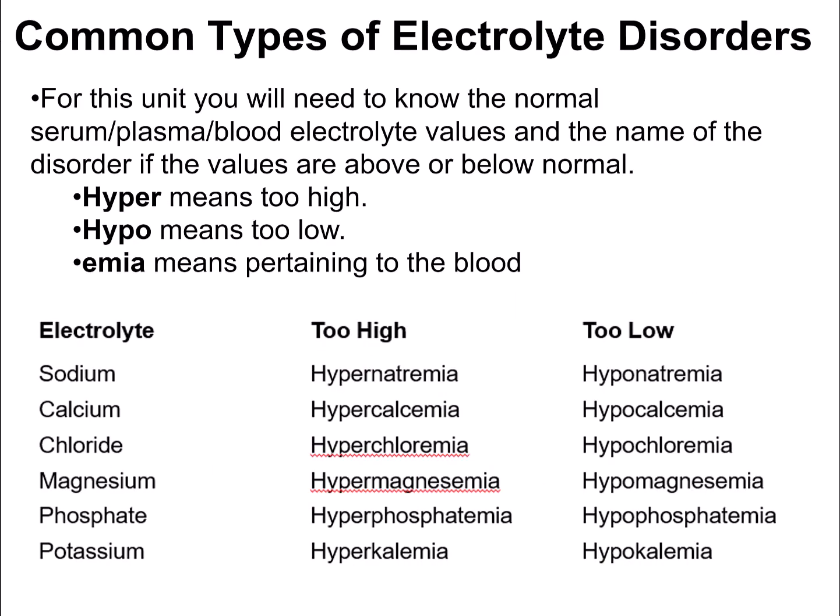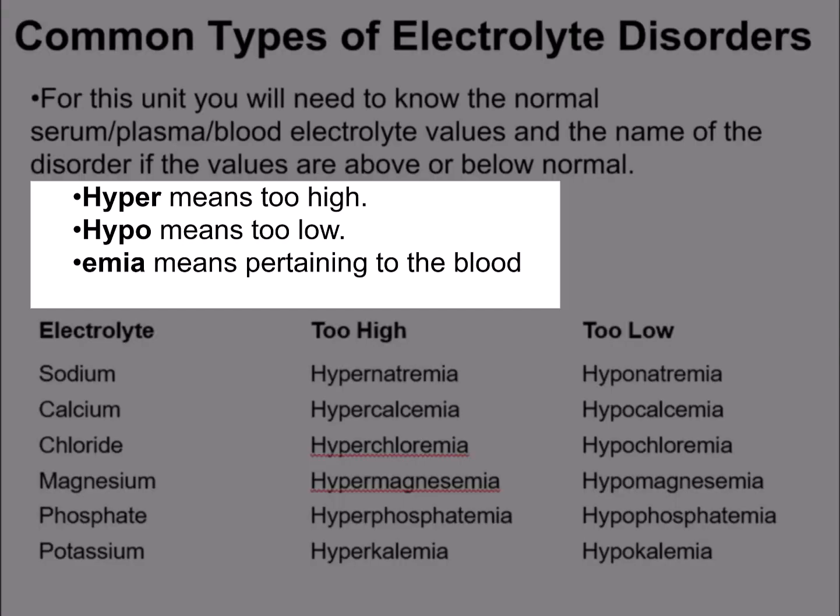Common types of electrolyte disorders: you want to make sure that you know the normal serum plasma blood electrolyte level and the name of the disorder if the values are above or below normal. Hyper means too high, higher than normal. Hypo means lower than normal. And emia means pertaining to the blood.